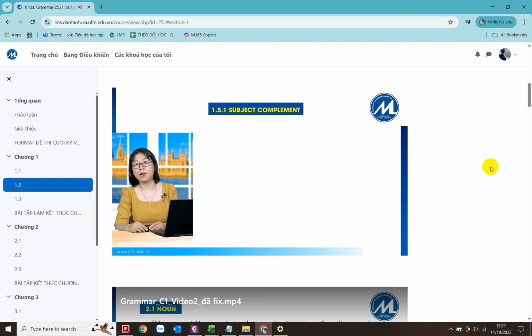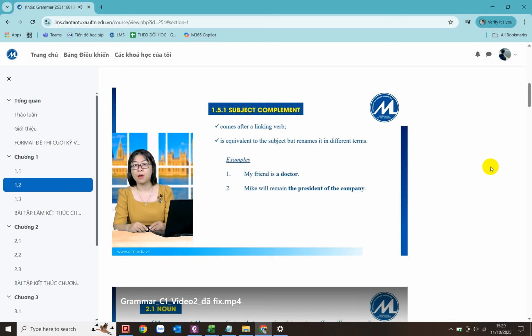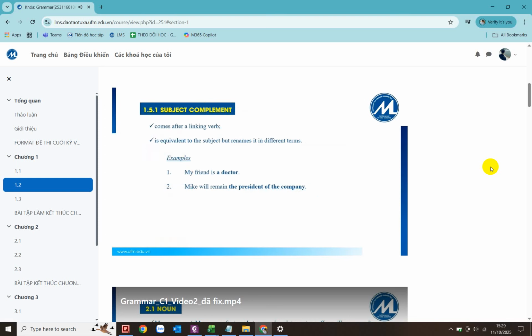Now, let's have a closer look at these two kinds of complement. Subject complement comes after a linking verb. It is equivalent to the subject, but renames it in different terms. For example, my friend is a doctor, so a doctor is my friend. Mike will remain the president of the company, so the president of the company is Mike, but it is renamed in different words.